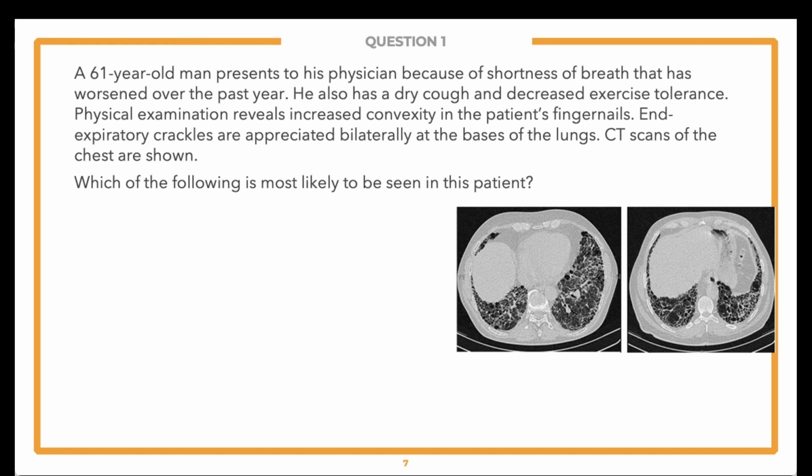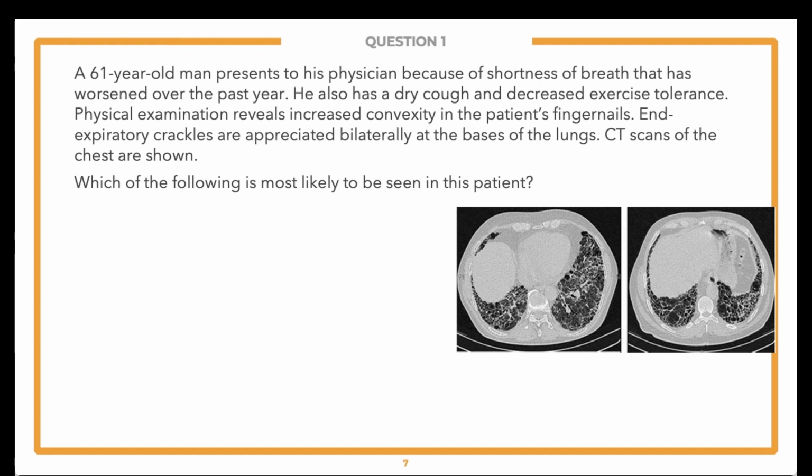So again, the question: which of the following is most likely to be seen in this patient? Think about how many steps you think it's going to take to solve this one, as I pass it off to Abraham.